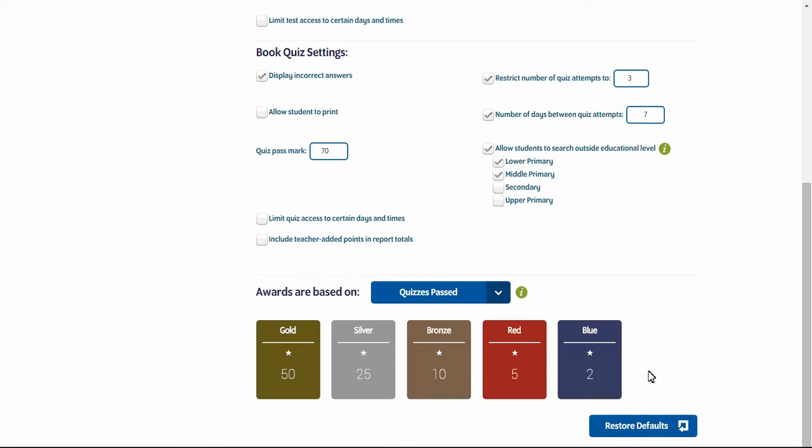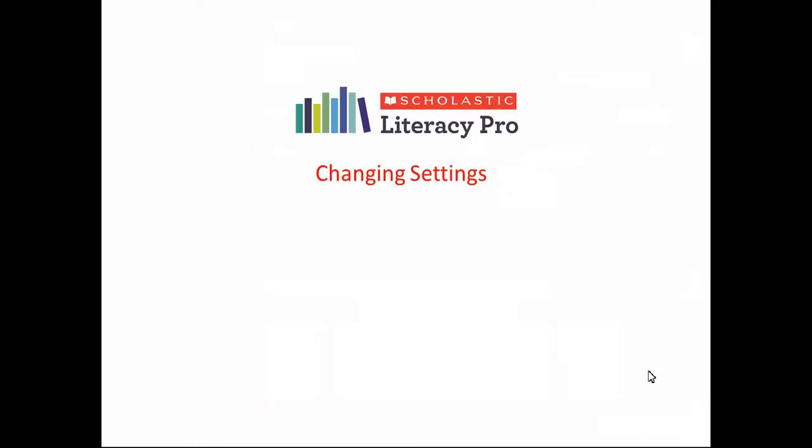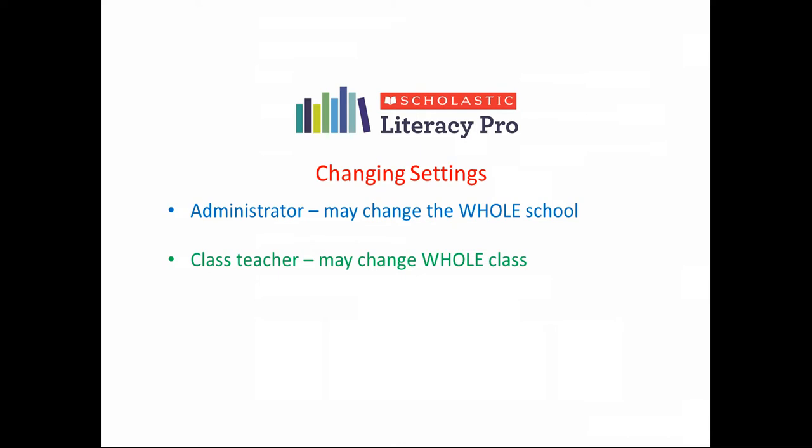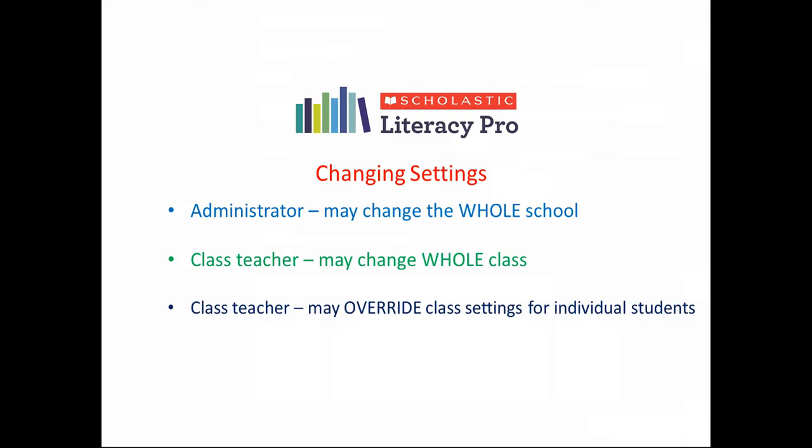In Literacy Pro, there is a hierarchy for changing the settings. An administrator may change the whole school. This is usually done at the beginning of a year. A class teacher may change a whole class. This overrides what the administrator has done. And a class teacher may also override the class settings for an individual student.